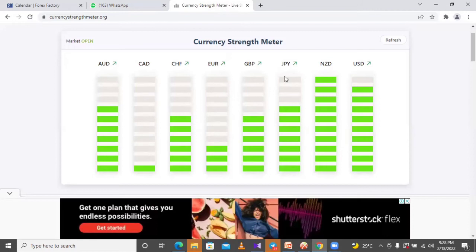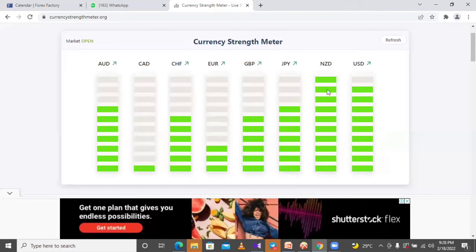So let's say a news is coming out for dollar, and you want to trade GBP USD. What you want to see is this kind of setup. You want to see GBP being high a bit, dollar being high a bit. Or you want to see dollar being, let's say, average, and GBP being a little bit high. Or you want to see them at the same strength level. You want to see that as well.